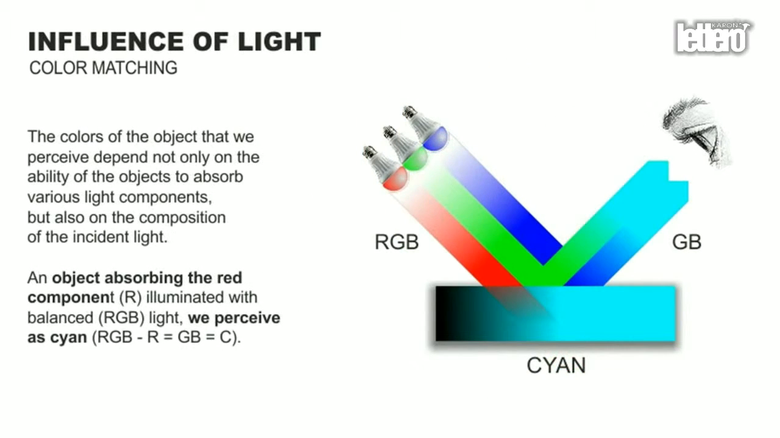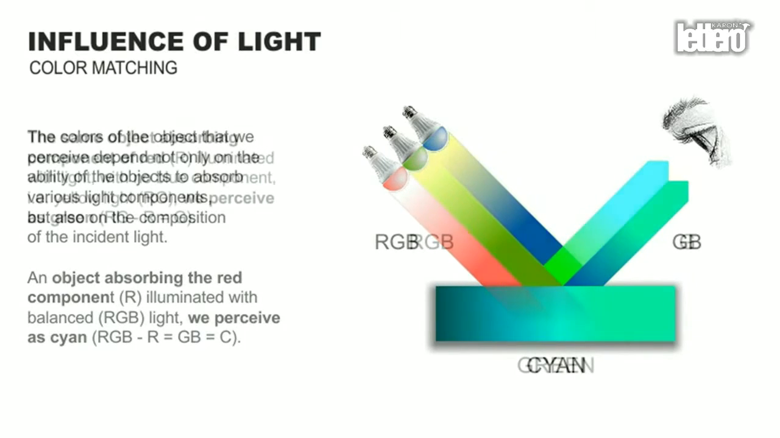The colours of the object that we perceive depend not only on the ability of the objects to absorb various light components, but also on the composition of the incident light. An object which absorbs the red component and is illuminated by balanced RGB light is perceived as cyan. RGB minus R equals GB, which equals C.